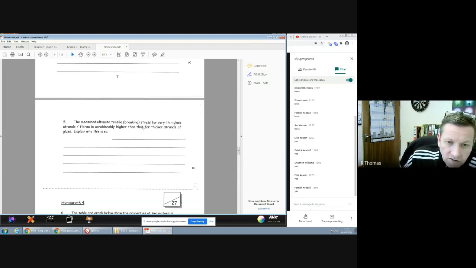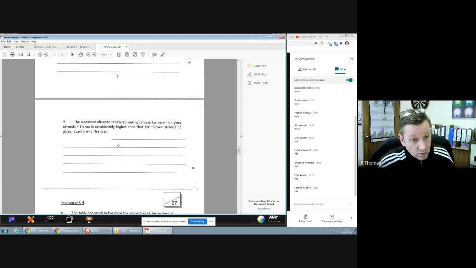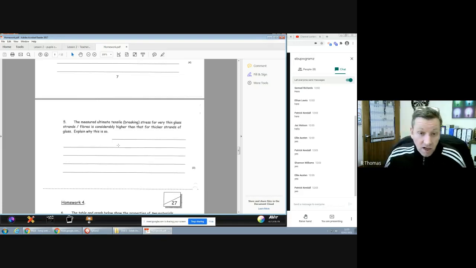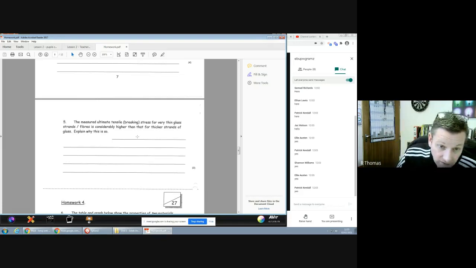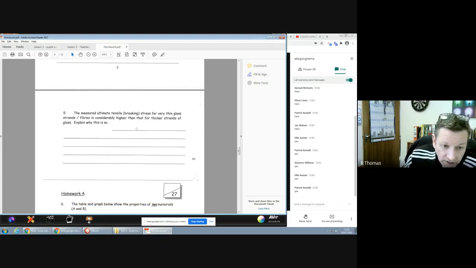Why is the tensile stress for very thin glass considerably higher than for thicker strands of glass? That's all to do with the amount of dislocations and cracks, right? If it's much thinner, it'll have a lot less cracks and dislocations, so there's less opportunity for it to break. I just gave you the answer.